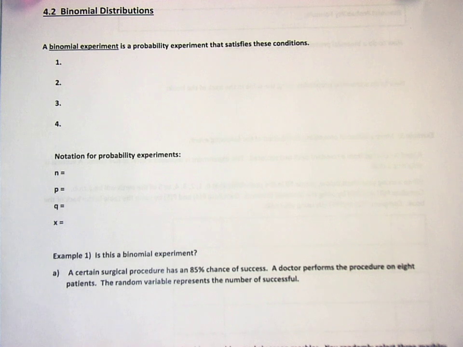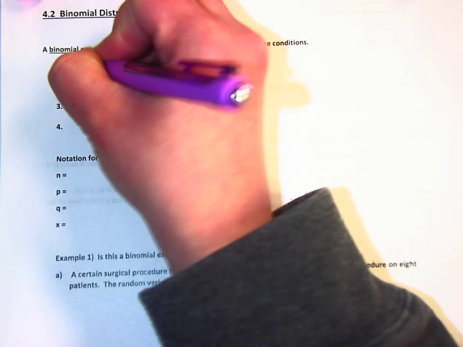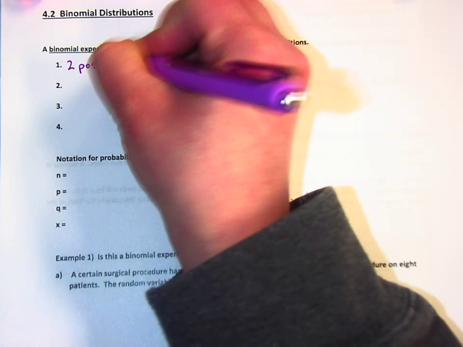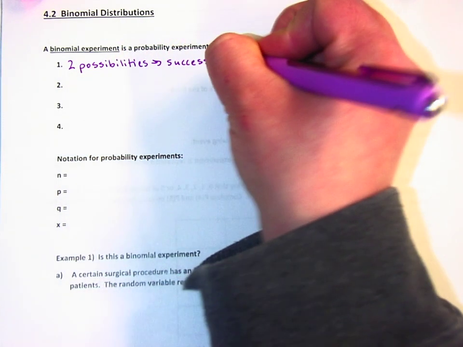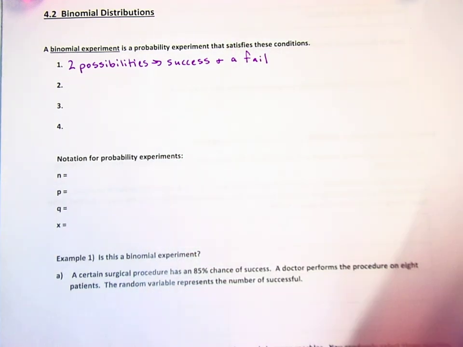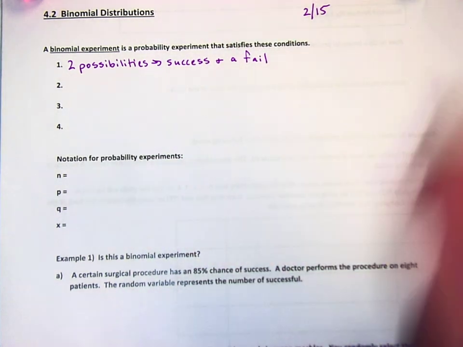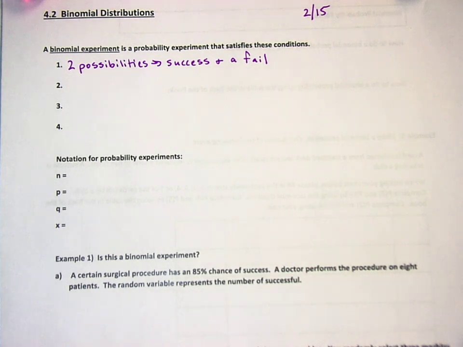So a binomial experiment is a probability experiment that satisfies these conditions. The first is that there are 2 possibilities: a success and a fail. And that doesn't mean that it's like a 50-50 success and a fail. They could have very different probabilities for each one. It could be a 30% chance success, 70% chance fail. But every trial that you have, there should just be, did they make it? Did they not make it?